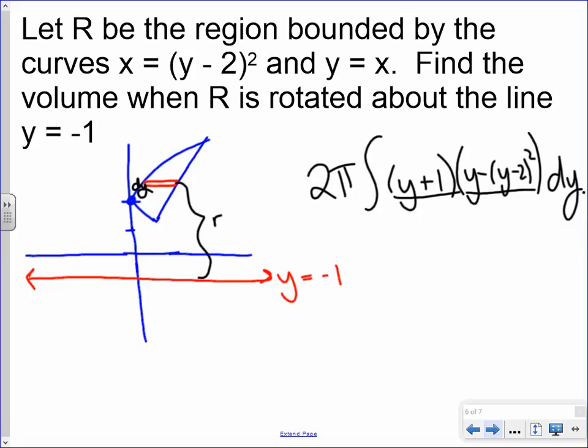Okay? Our limits of integration, Alex, do you know what they are? 1 to 4, and how did you get 1 to 4? Okay, so Alex used her graph to figure out that this is y equals 1 and this is y equals 4. Okay, you can use algebra, you can use your graph, whatever you need to do. All right, so when you plug this into your calculator, what is our volume?